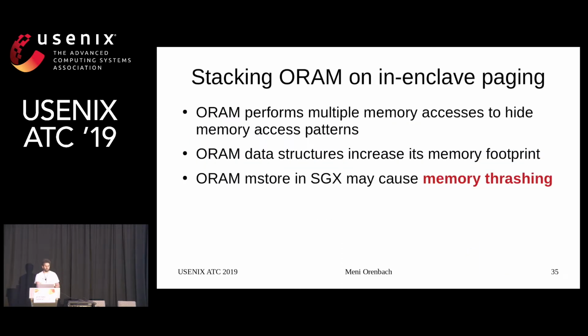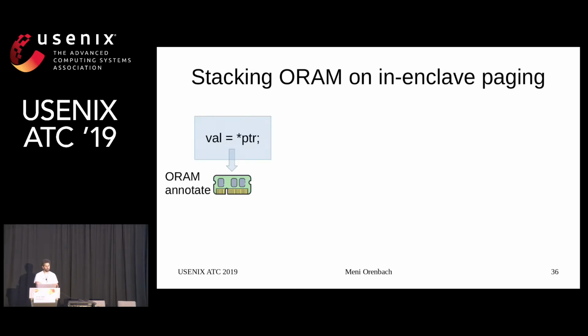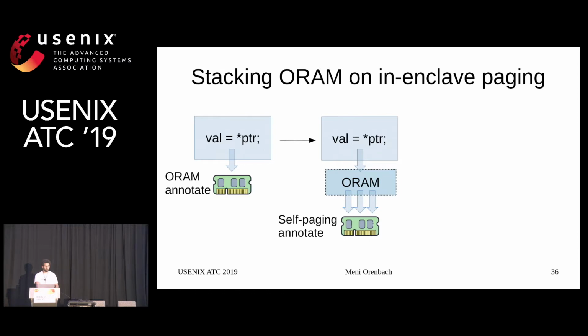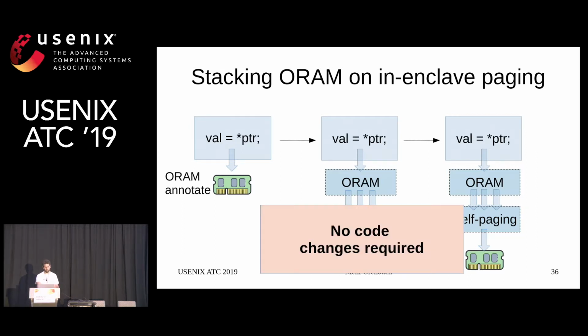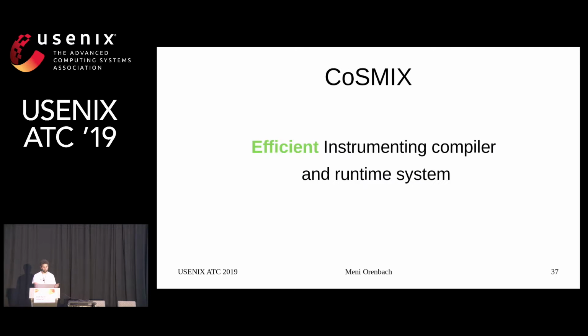This is very powerful. Take, for example, ORAM, which performs multiple memory accesses in order to hide the access pattern, which can result in memory thrashing, especially when you use it in SGX. To get ORAM, we only need to annotate the pointer's allocation to support accesses through ORAM. But ORAM also accesses memory, so we can annotate that with self-paging, meaning we're going to boost the performance because we're going to reduce the cost of in-enclave paging, but also maintain the ORAM security guarantees, all without requiring any code changes.